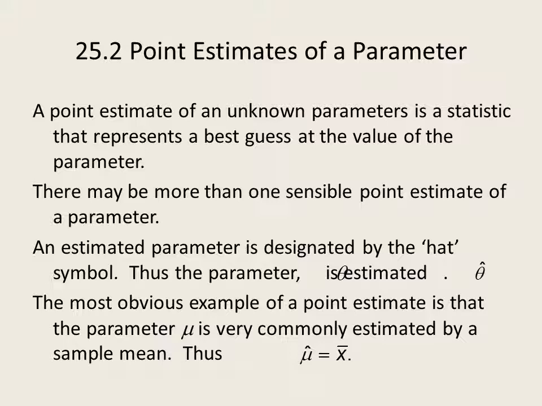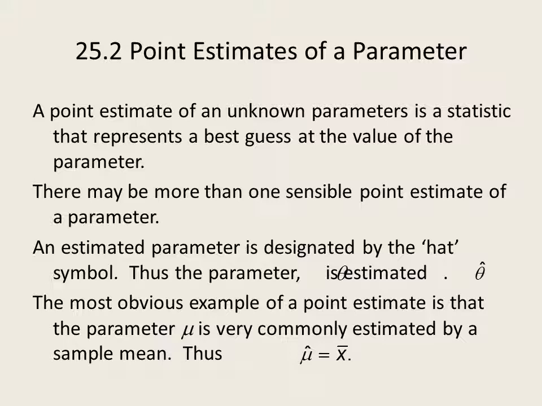In 25.2, because 25.1 is very slim and 25.2 isn't very heavy either, we're going to look at point estimates of a parameter. These can seem overly complicated when they're actually very straightforward. A point estimate of an unknown parameter is a statistic that represents a best guess or best estimate of the value of the parameter. So you're trying to predict what the parameter is for the population, and we do that based on observations collected in a sample.